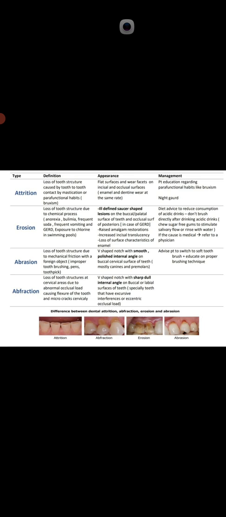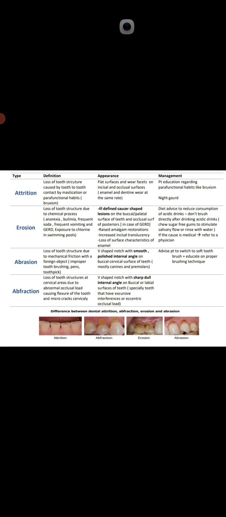Second, appearance. The appearance is flat surfaces and wear facets on incisal and occlusal surfaces. Look at the attrition diagram below. Flat surfaces: the lost surface will be flat, and wear, the loss of tooth structure, wear facets on incisal and occlusal surfaces, enamel and dentine wear at the same rate. This is the appearance. Now come to the management.